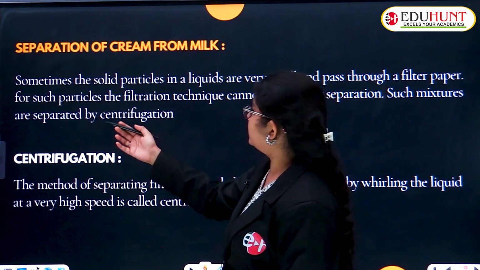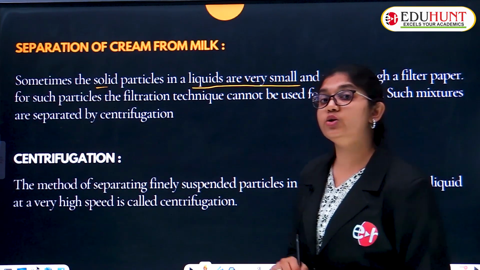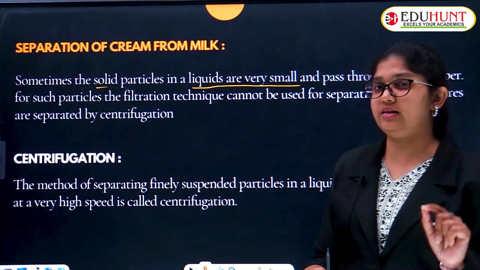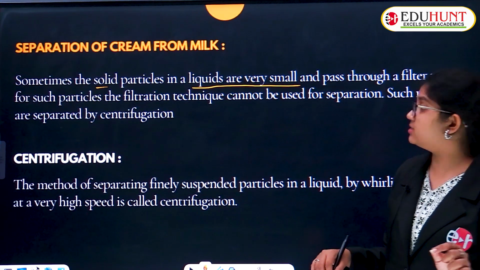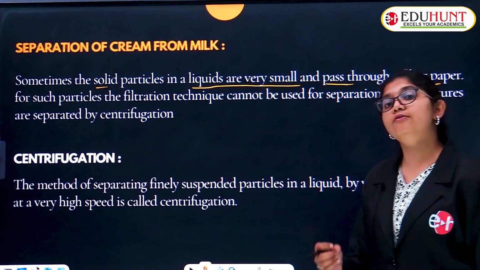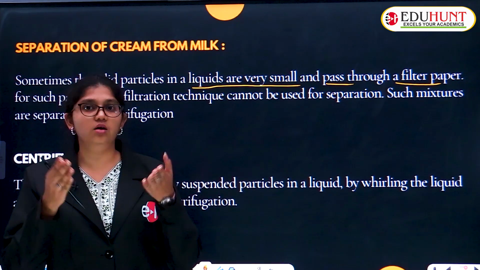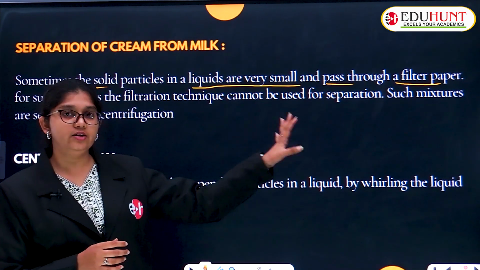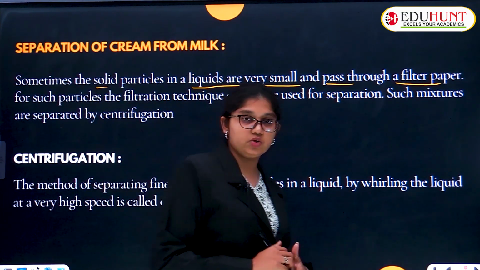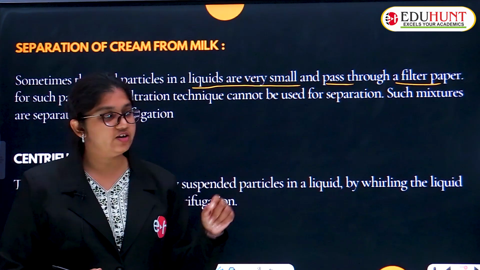Sometimes solid particles in a liquid are very small, tiny. Such very small particles can pass even through filter paper. We use filter paper, the conical flask and the funnel for filtration, but the small-sized particles are not left as a residue. They pass through the filter paper.